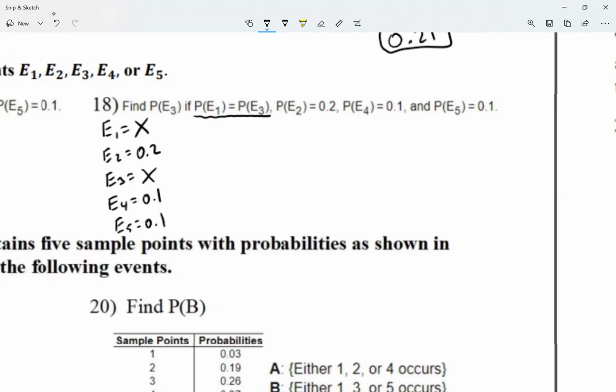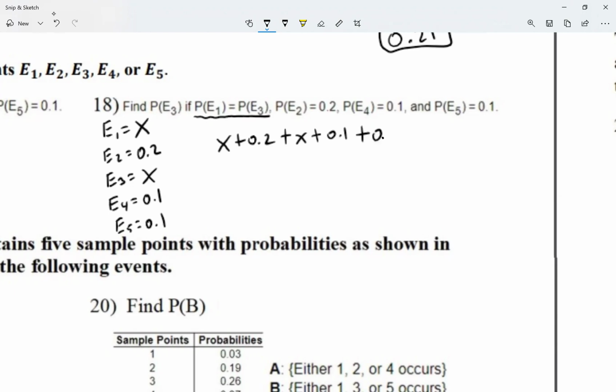And I know that when I add all my probabilities, X plus 0.2 plus X plus 0.1 plus 0.1, I get 1. All right, the rest looks like a simple algebra question. When I combine my variables, 1x plus 1x, I usually call that 2x. When it comes to decimals, 0.2 plus 0.1 plus 0.1, I usually call that 0.4. And this is all equal to 1.